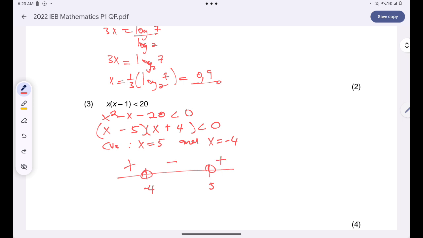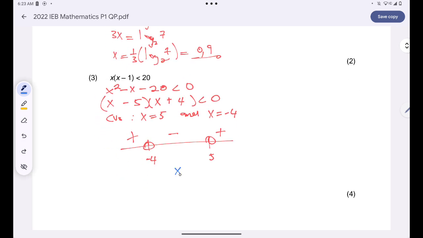Are we together? However, I'm looking for something that will give me an answer which is less than 0. Less than 0 means negative. Where do I see a negative on my number line? When x is between negative 4 and 5. If you want to write it in interval notation, you can simply say x is an element of (-4, 5).